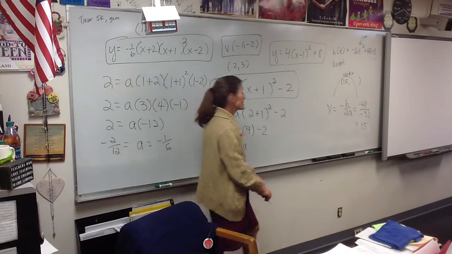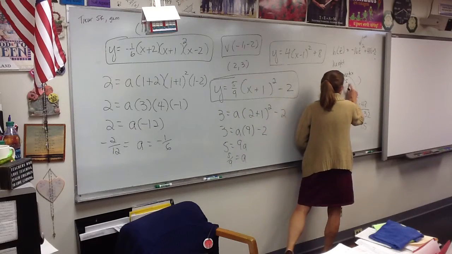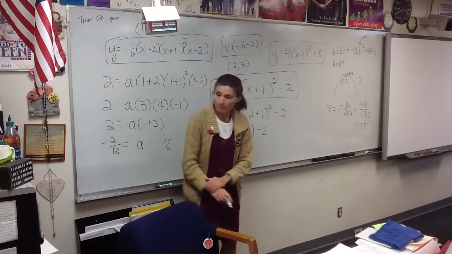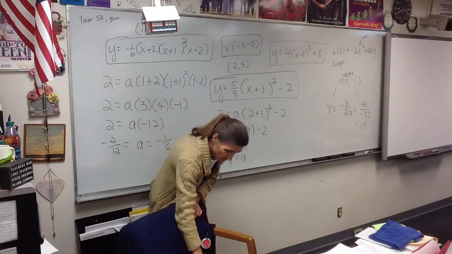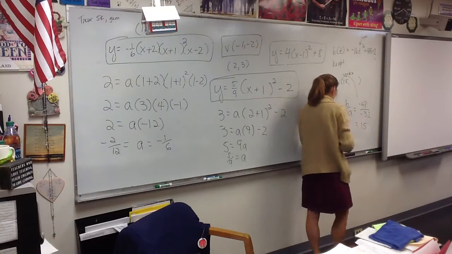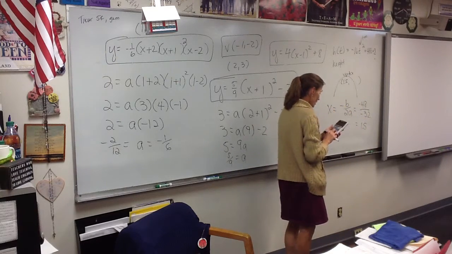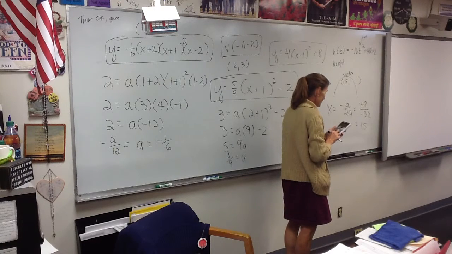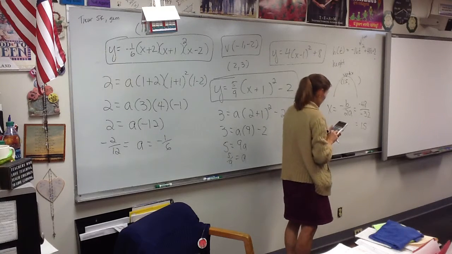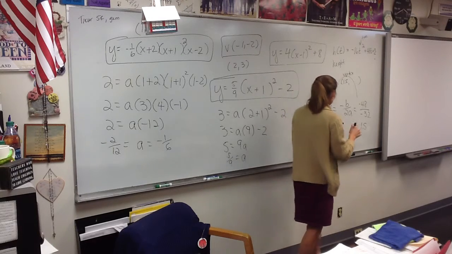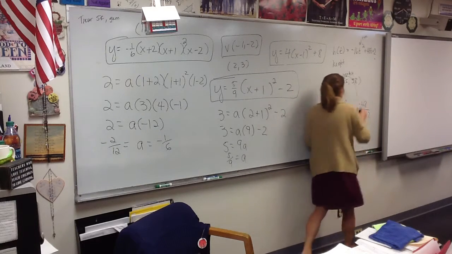Now how do I find the something? My vertex is 1.5 comma something. How do I find that? I'm going to plug it in. So I plug in 1.5. 1.5 squared times negative 16 plus 48 times 1.5 plus 2. It works out to be 38.